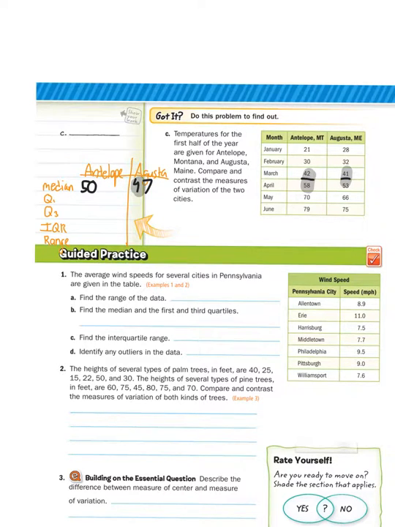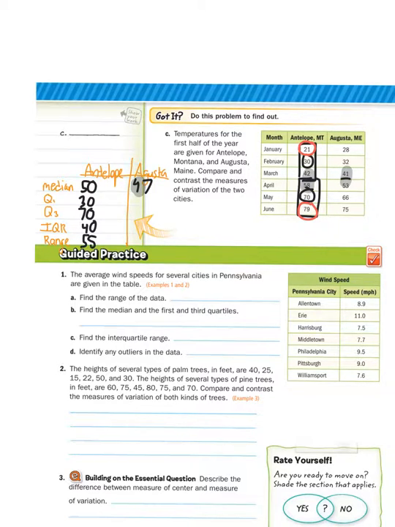So let's do Antelope. Here is your lower half. 3 numbers, 30 is the middle. Okay, let's do the upper half. 3 numbers, 70 is the middle. Interquartile range, 70 minus 30 is 40. Range, 79 minus 21 is 58. See, told you that wasn't that bad, if you know what the things are.